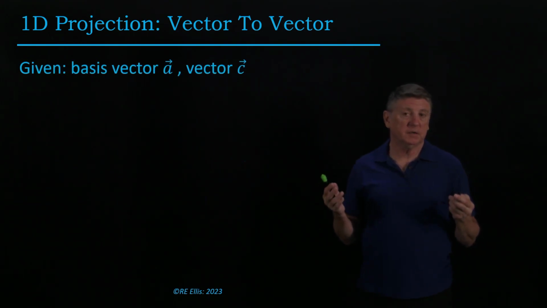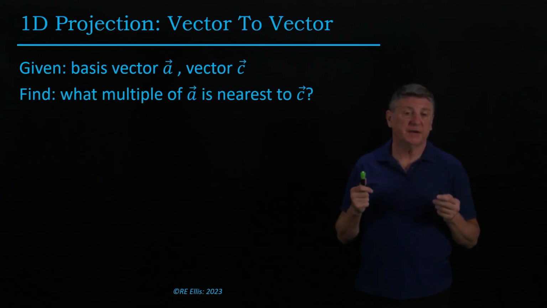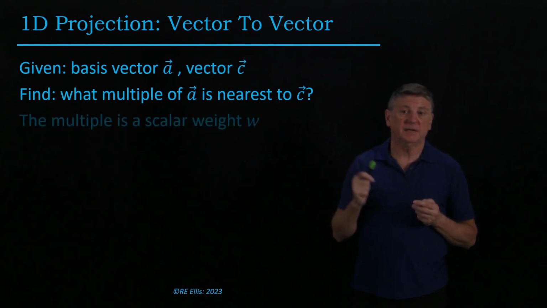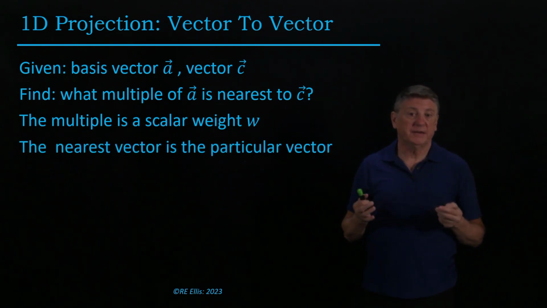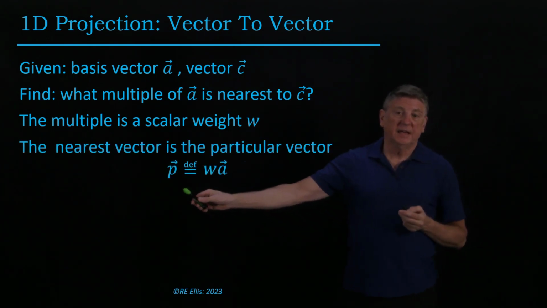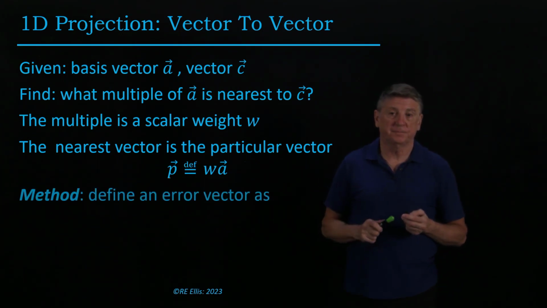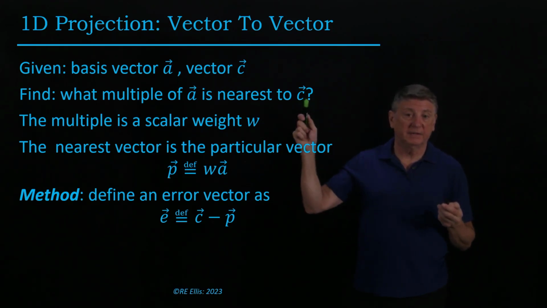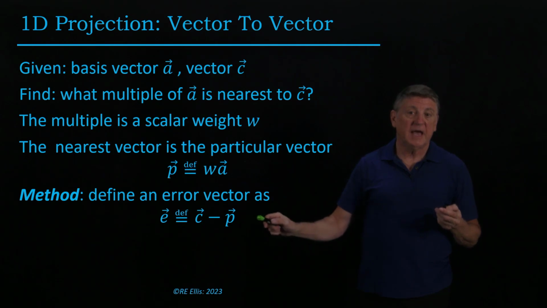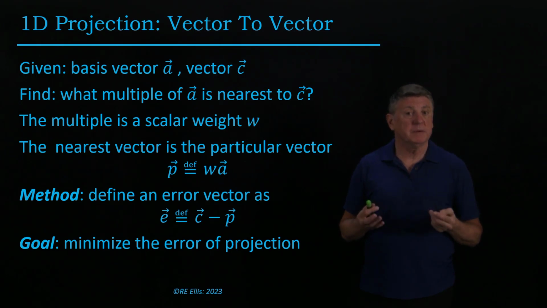Suppose we're given a basis vector and another vector, and what we want to know is what multiple of the basis vector is nearest to the given vector, and the multiple is some scalar weight which we'll call W. So the nearest vector is that particular vector that we'll call P as the projection, and we'll define that as a weighted or a scalar multiple of the basis vector. And we can define the error vector as the difference between our given vector C and our projection vector P, and we'll call that E. So E for error. And the goal is we want to minimize that error of projection.